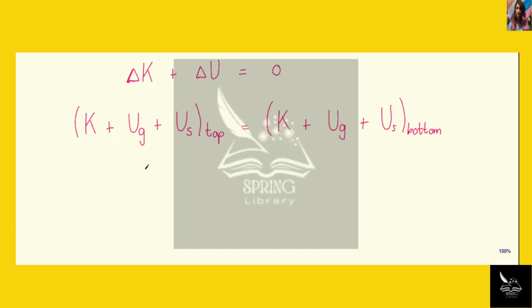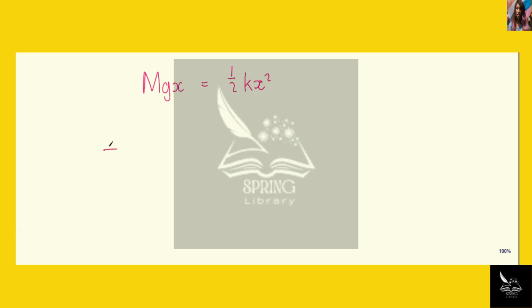And hence we get that mgx, the gravitational potential energy at the top, is equal to the energy stored in the cord, a half kx squared, which is associated with Hooke's law. And hence we can find an expression for x by rearranging the above, and we get that x is simply 2mg over k.